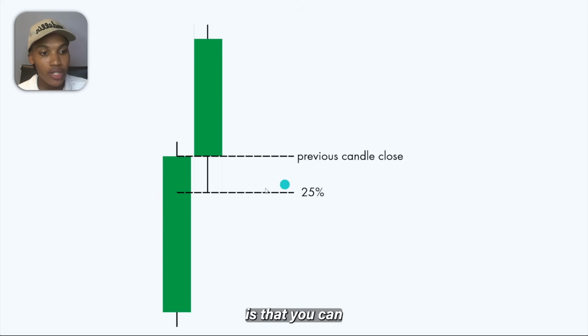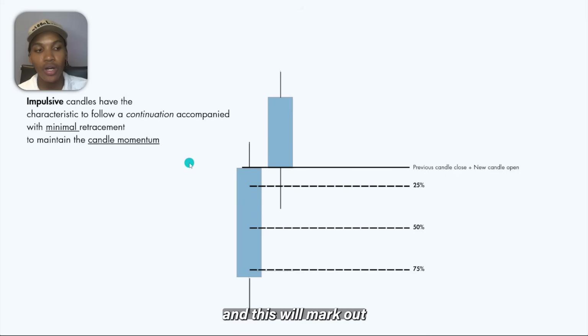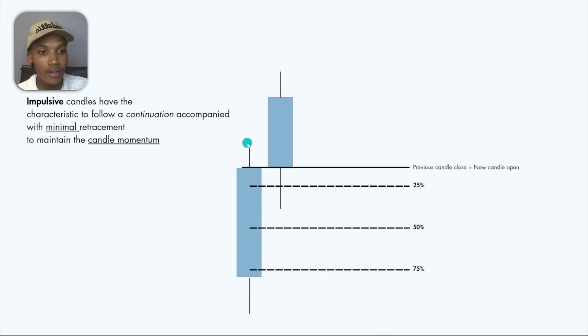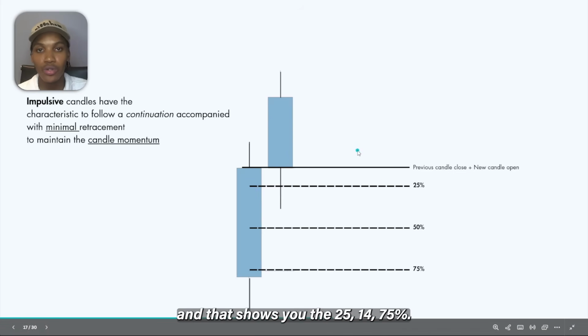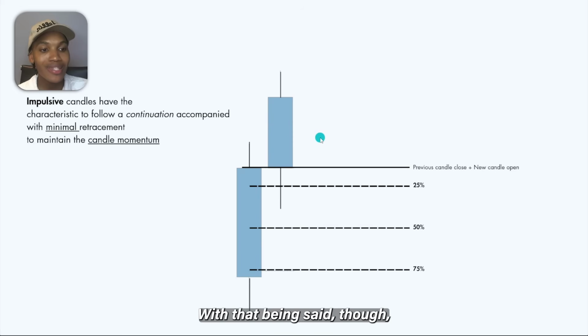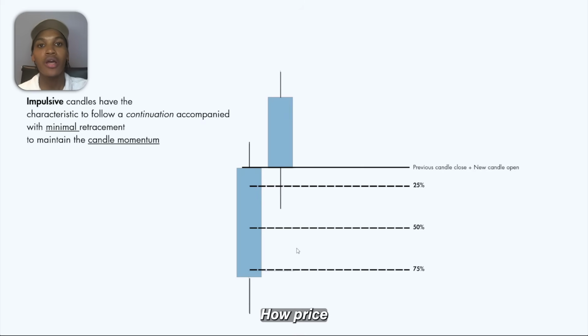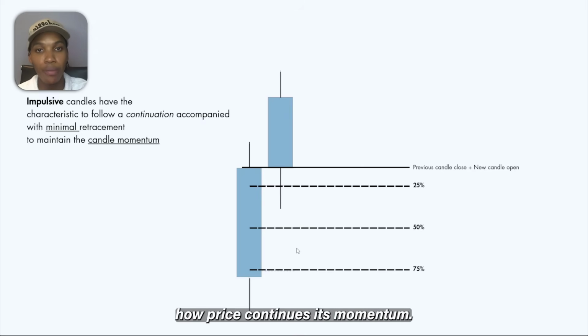Now, what I want you to understand is that you can extend levels of a certain kind of range. Your 25%, 50%, 75%, and this will mark out what I call your CIT range. Essentially, it's just the high to low, and that shows you your 25, 50, and 75%. With that being said though, your new impulse candle will look to make a very short retracement, just to the 25%. If it goes beyond 50%, be very careful. That could be a reversal and you would not want to trade that. Remember, in an impulsive market, you want shorter retracements and longer impulses, as this is how price goes to its objective. This is how price continues its momentum.